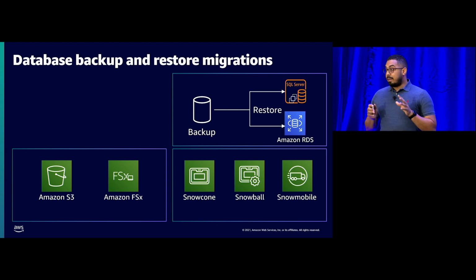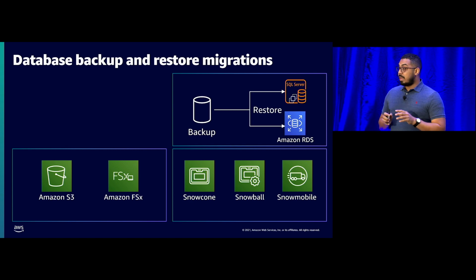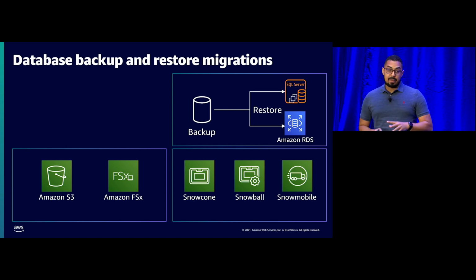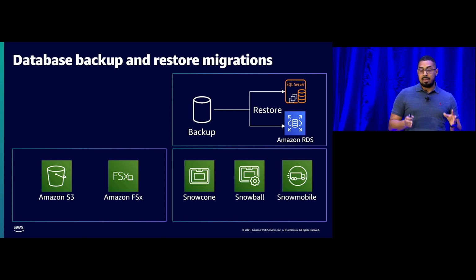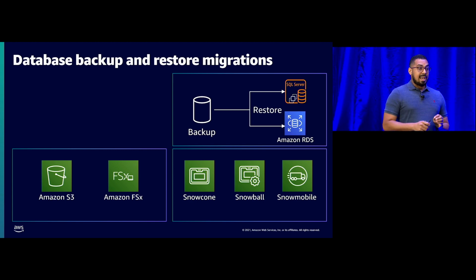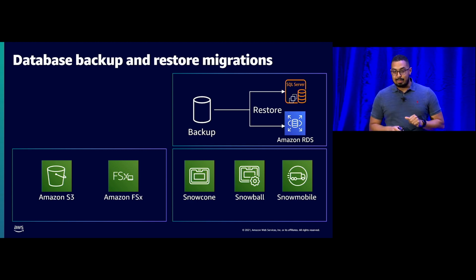Also keep in mind that Amazon RDS has a maximum size of 16 terabytes, like I mentioned earlier. So if you have databases that are larger than 16 terabytes, that's probably a candidate for either EC2 or a refactor of that database, moving from one database engine to another, because our other database engines support up to 64 terabytes compared to 16.